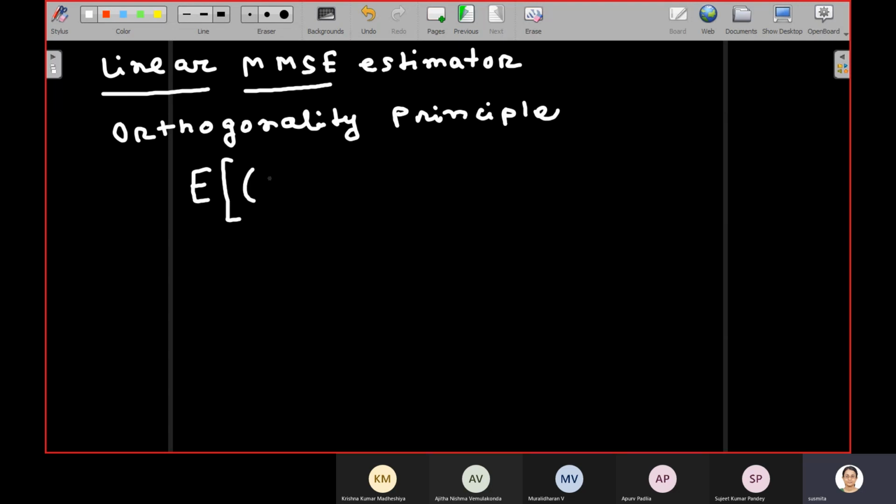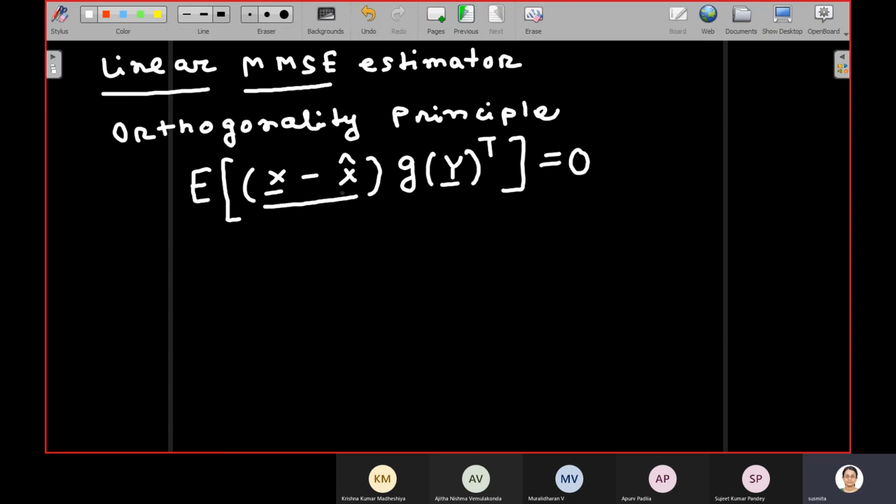the estimation error is orthogonal to any function of measurement. This is the estimation error. X hat is the estimate of x. And this is a function of y. Y is the measurement vector. So it tells that the estimation error is orthogonal to any functions of y. So why is it important?